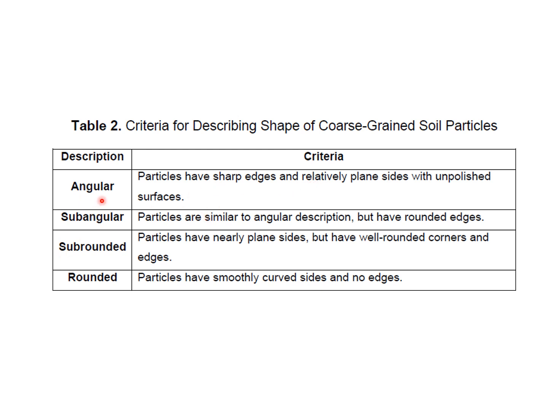Angular means particles have sharp edges and relatively plain sides with unpolished surfaces. Subangular particles are similar to the angular description but have rounded edges. Subrounded particles have nearly plain sides but have well-rounded corners and edges. Rounded particles have smoothly curved sides and no edges. So in this way, you can identify these different shapes visually.